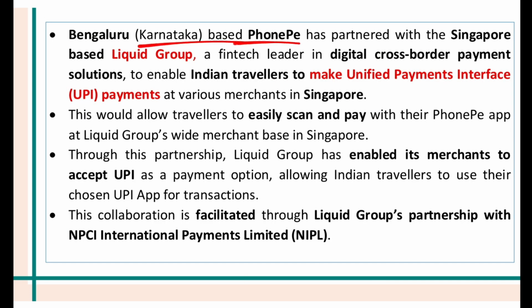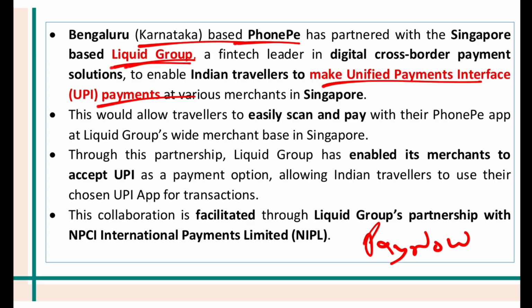Bangalore-based company PhonePe has partnered with Singapore company Liquid Group for making cross-border UPI payments. Earlier, they had partnered with PayNow, which is again a company from Singapore.